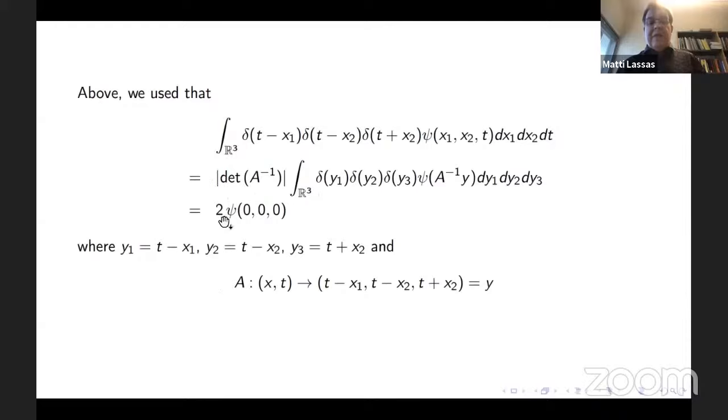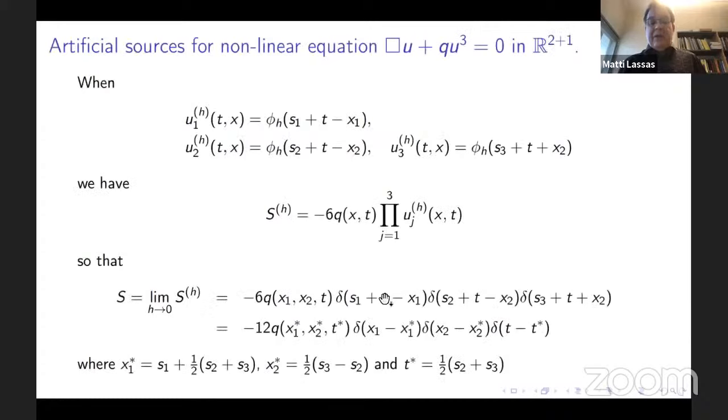This determinant gives value 2. So of course it should be 1/2. Okay, sorry. Then I have delta distribution multiplying by this function. I just evaluate this psi at a minus 1 at 0, and this gives me psi. This explains why this product of these delta distributions is the same as this product of 3 delta distributions.